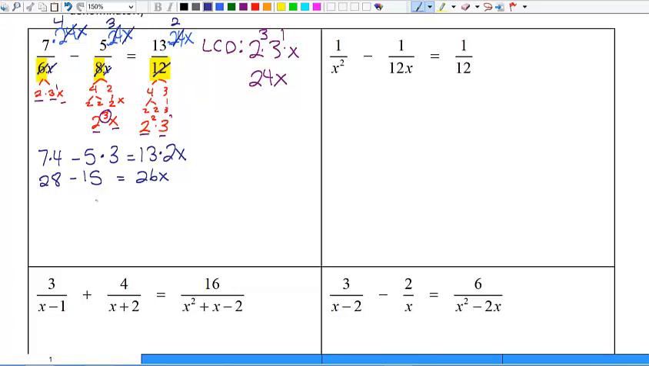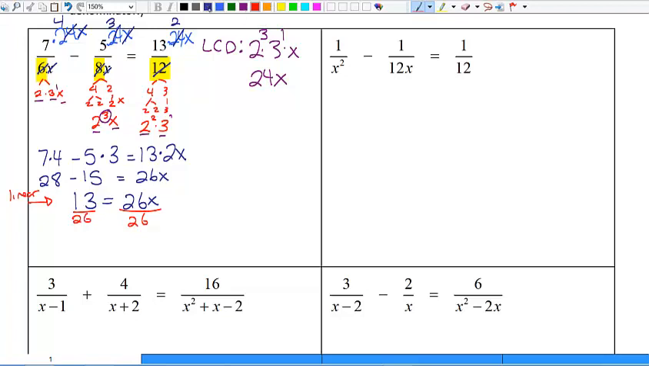Okay, so then when I add like terms on the left-hand side, 28 minus 15, that's 13. And then I'm going to solve. Notice that this is linear, not quadratic. That's really good news for me. All I have to do is divide by whatever's in front of the x.